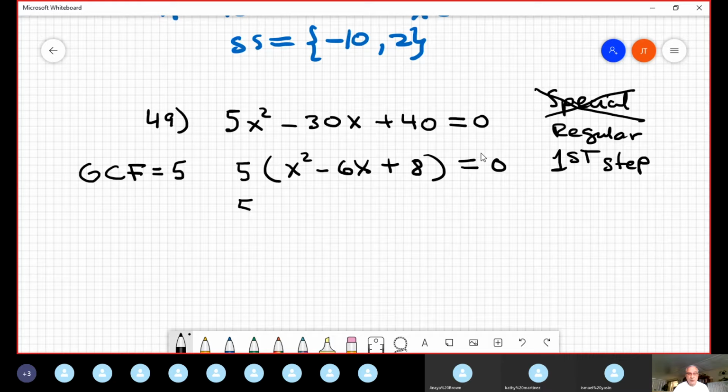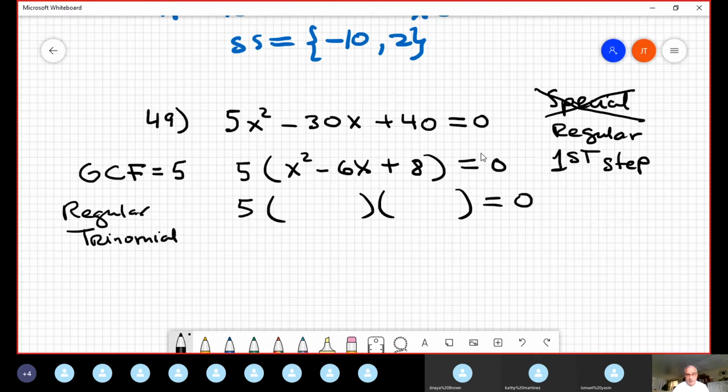If I factor out one more time, this is a regular trinomial. Open two parentheses. It is x, and the combination is obviously 4 and 2, no? 4 times 2 is 8, and 4 plus 2 is 6. Since it is positive, it indicates that we have the same sign, and both are negative.